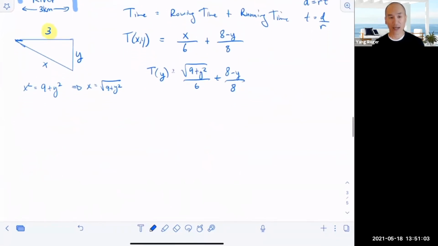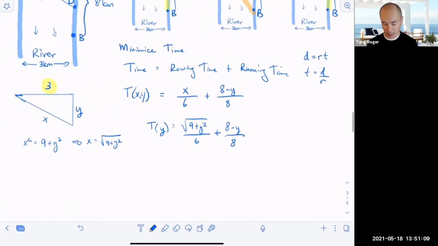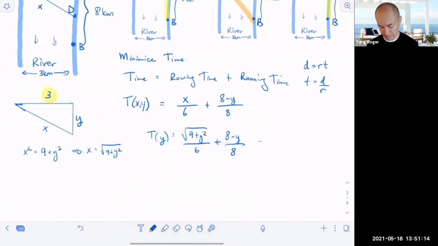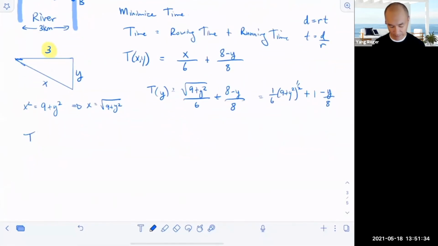Okay, so now we've got to do the calculus stuff. Let me write this a little bit nicer. I could write this as 1 over 6 times (9 plus y squared) to the 1/2 power, plus (8 minus y) over 8. And then I want to calculate the derivative. So when I calculate the derivative, what rule do I need to use for this first part here?